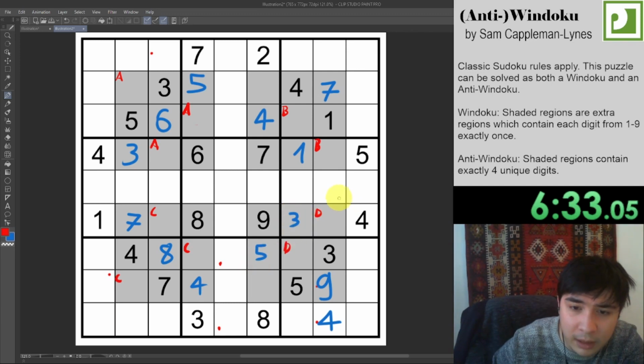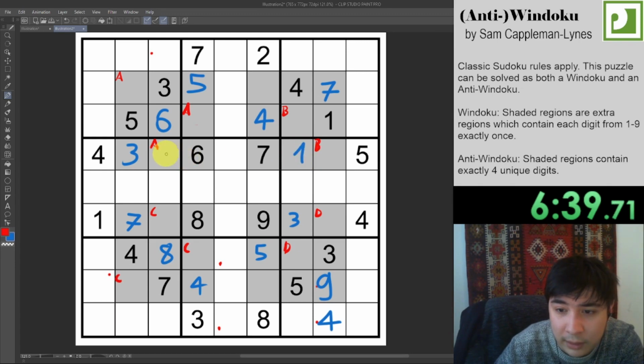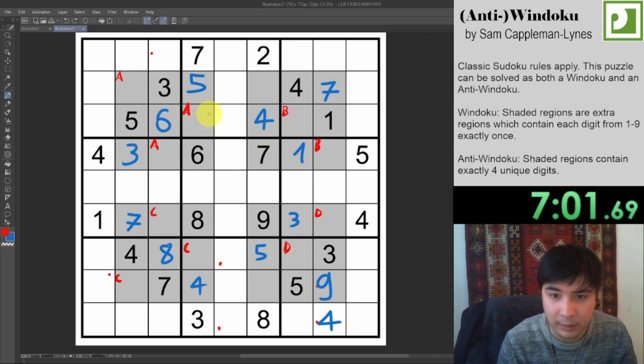So maybe we should be able to deduce the letters now with all the other things on the outside. So for example, A can definitely not be 1. It can't be 2. Definitely can't be 3, 4, 5, 6. 7 is blocked as well. 8 is blocked as well. So it's got to be 9.